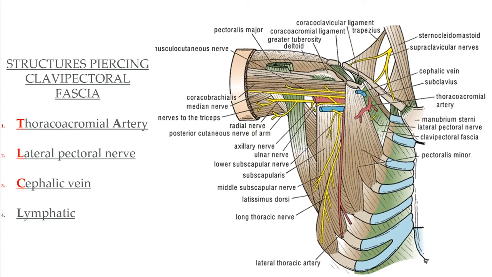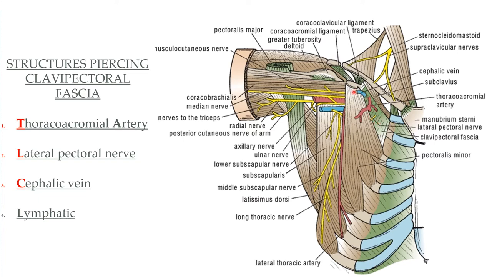Now let us learn the structures which pierce the clavipectoral fascia. In the illustration here, this is the subclavius muscle, and this is the pectoralis minor muscle. Both these muscles are enclosed by the clavipectoral fascia. In between these two muscles, you can see this green color structure. This is the clavipectoral fascia, and you can see the three structures which are piercing it here. Let us now label these structures.